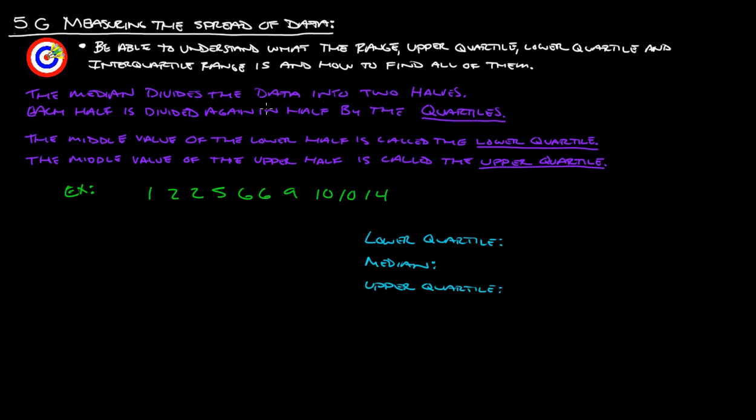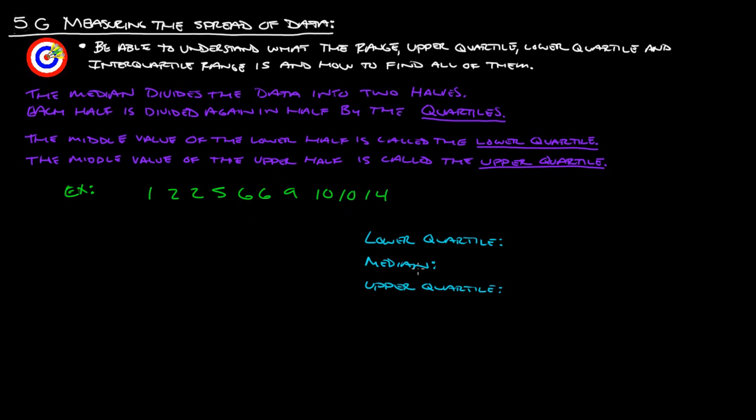Now the median divides the data into two halves, and remember when we're finding our quartiles, each half is divided again in half to make the quarters. So there's 4 different equal pieces, and there are specific names for each of those. The middle value of the lower half is called the lower quartile, and the middle value of the upper half is called the upper quartile. To show you what I'm talking about, we've got some data here. We're going to find the lower quartile, the median, and the upper quartile.